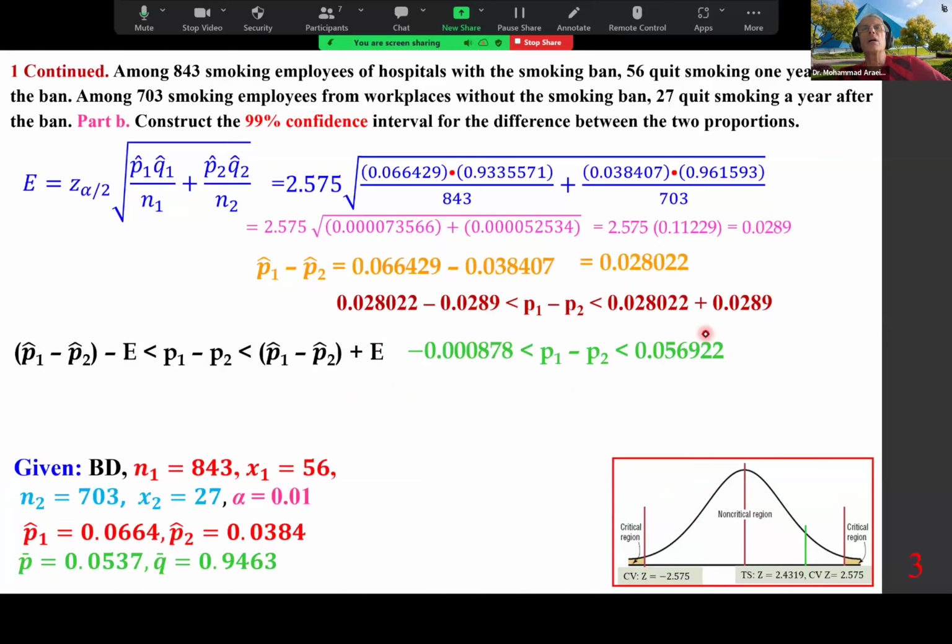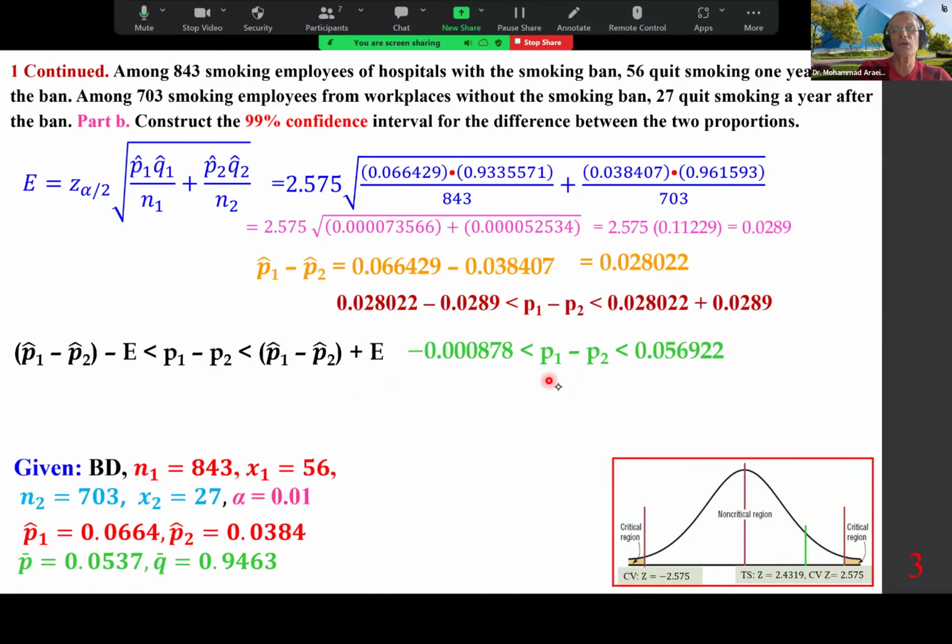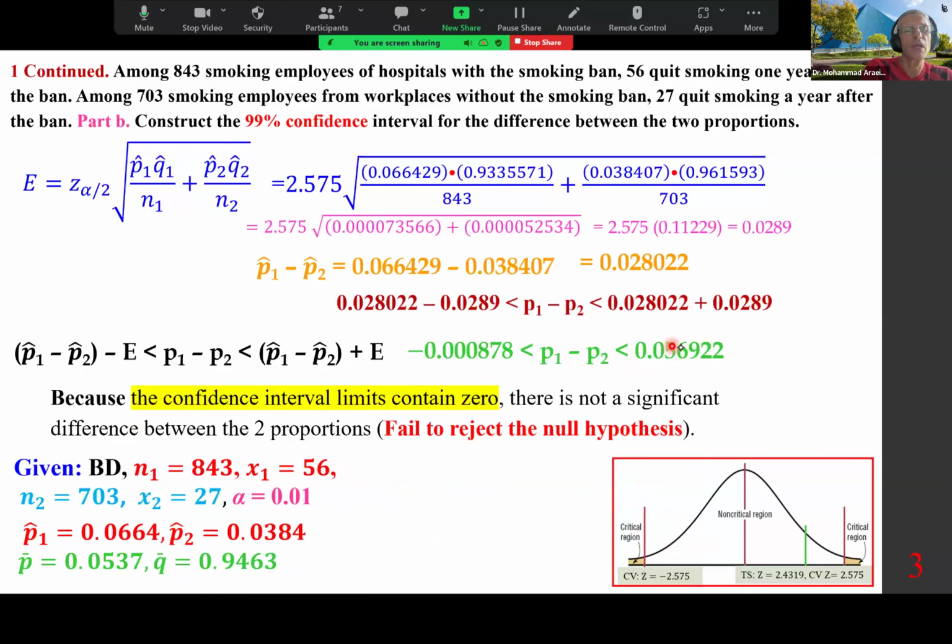Now, let's see how we compare the test of hypothesis with the confidence interval. This confidence interval contains 0. It goes from negative to positive. Therefore, because the confidence interval limits contain 0, there is not a significant difference between the two proportions. Fail to reject the null hypothesis. It gives you the same result.